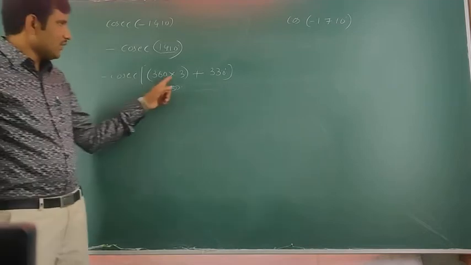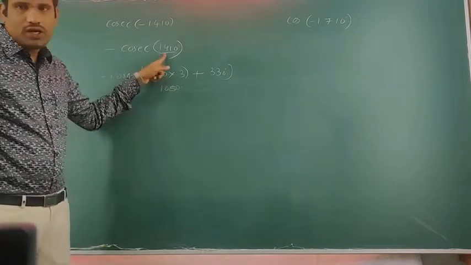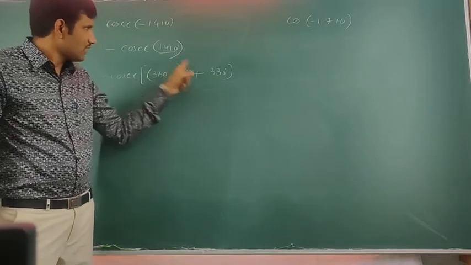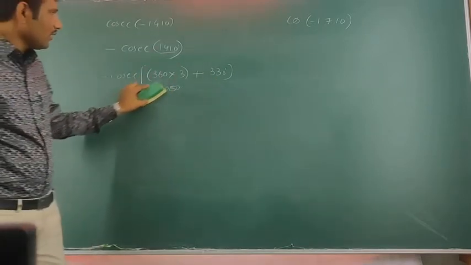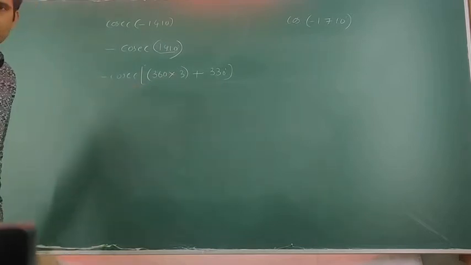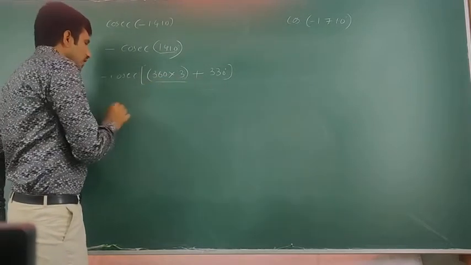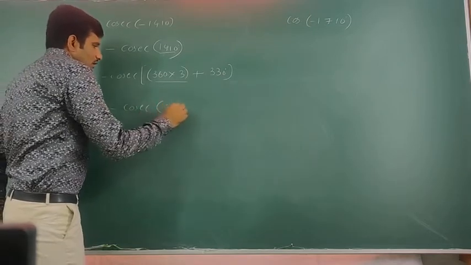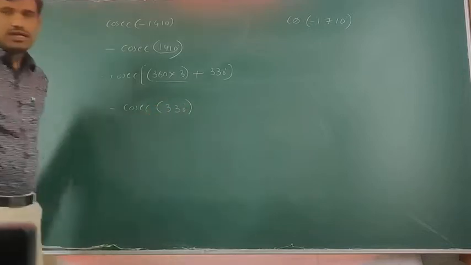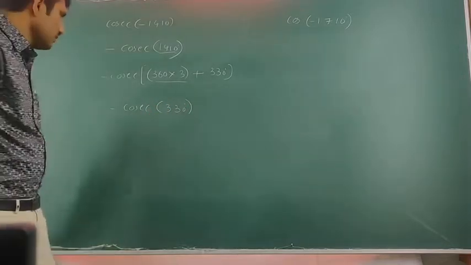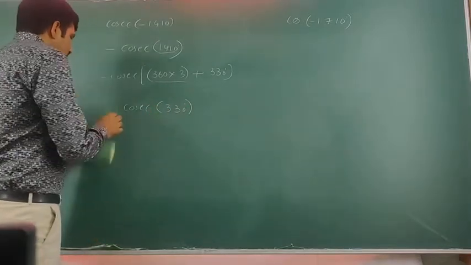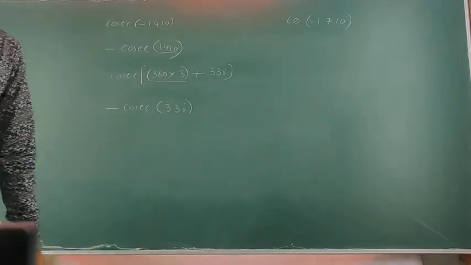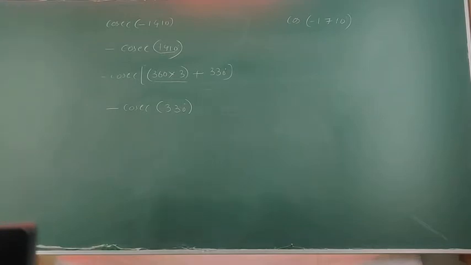So 360 into 3 is 1080. But if you want to get 1410, we have to add 330. Therefore 1080 plus 330 is 1410. Is it clear, students? Now this 360 into 3 we can neglect. That is minus cosec of now 330 degree. Now see, students, 330 degree is in which quadrant? Fast. 330 degree is in which quadrant?